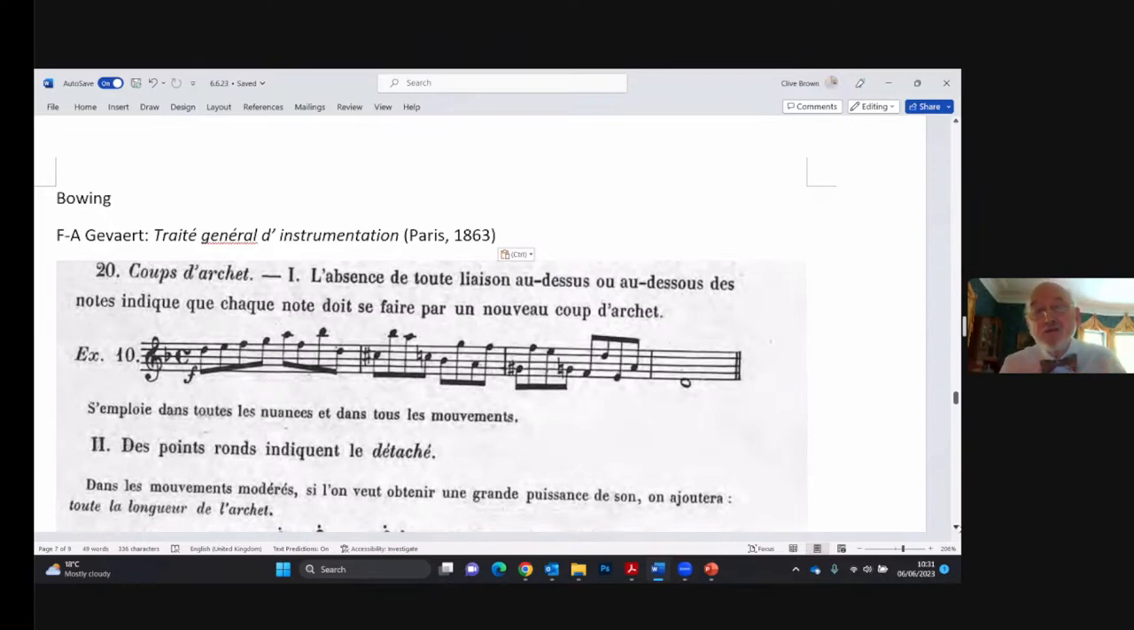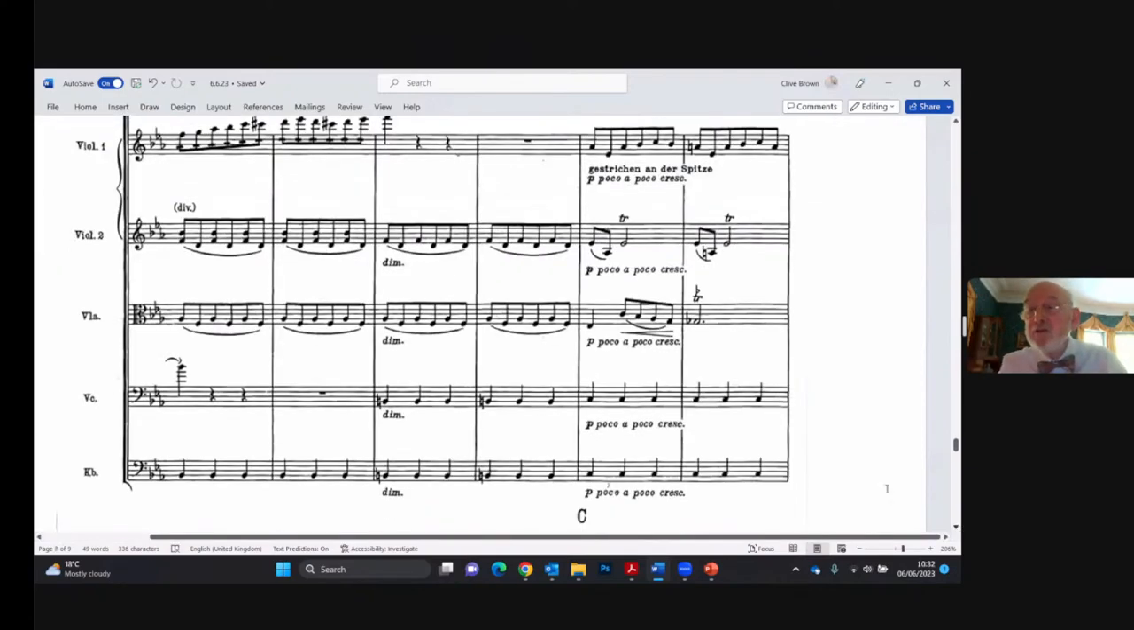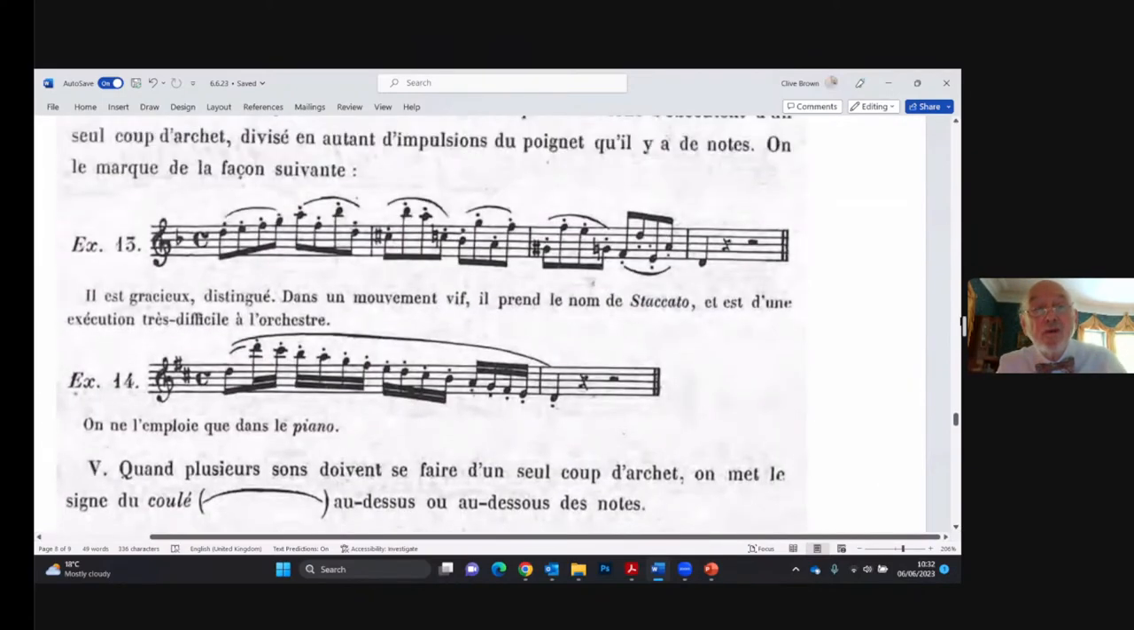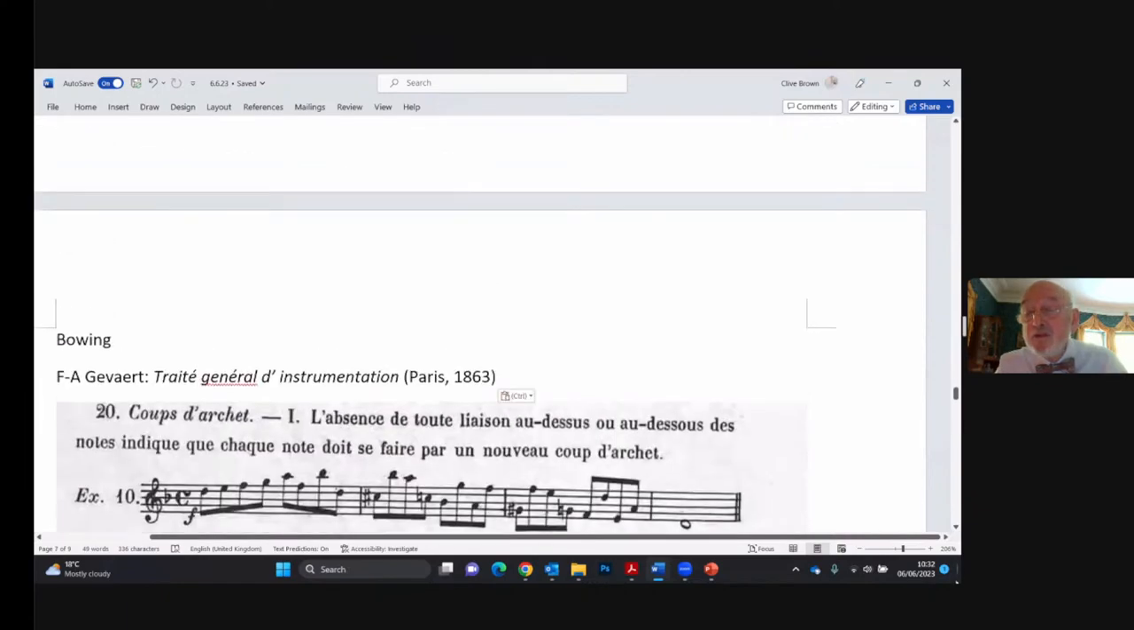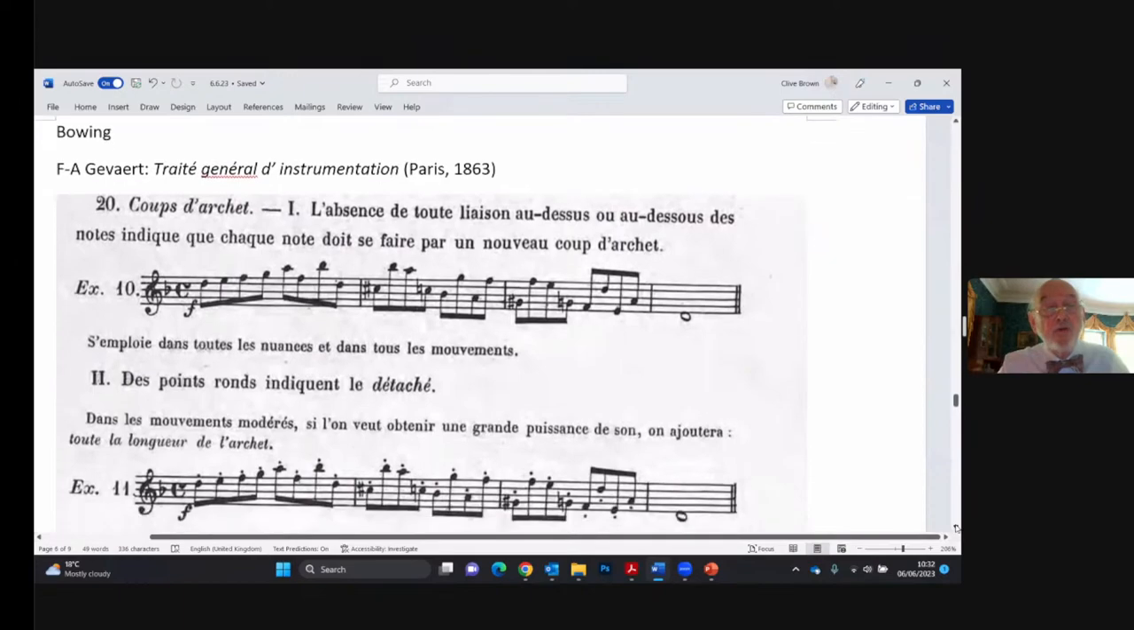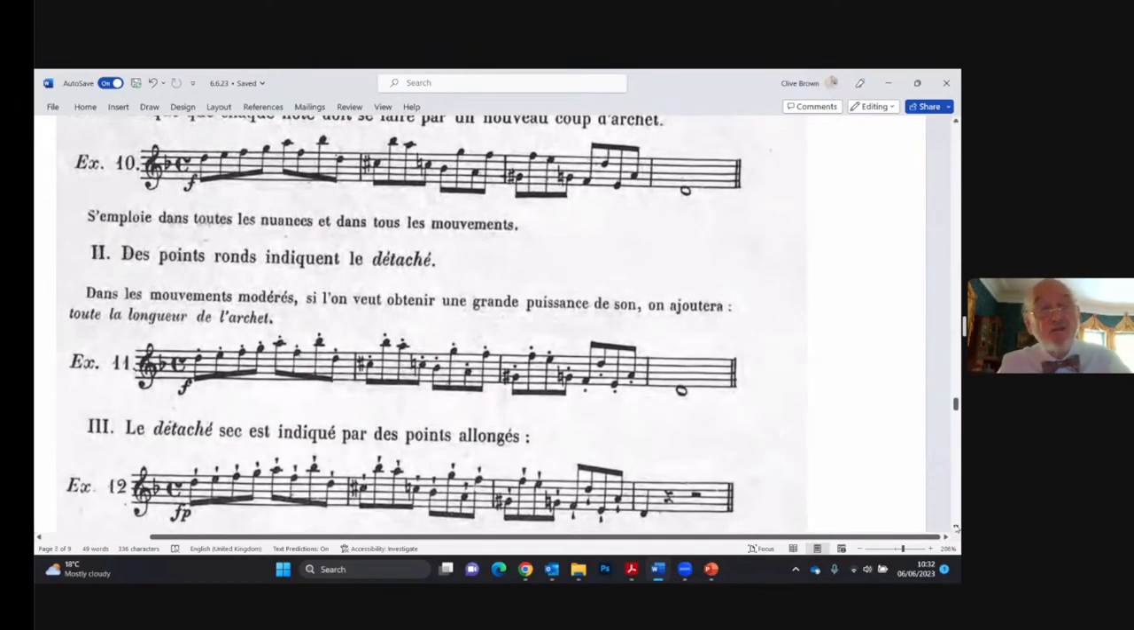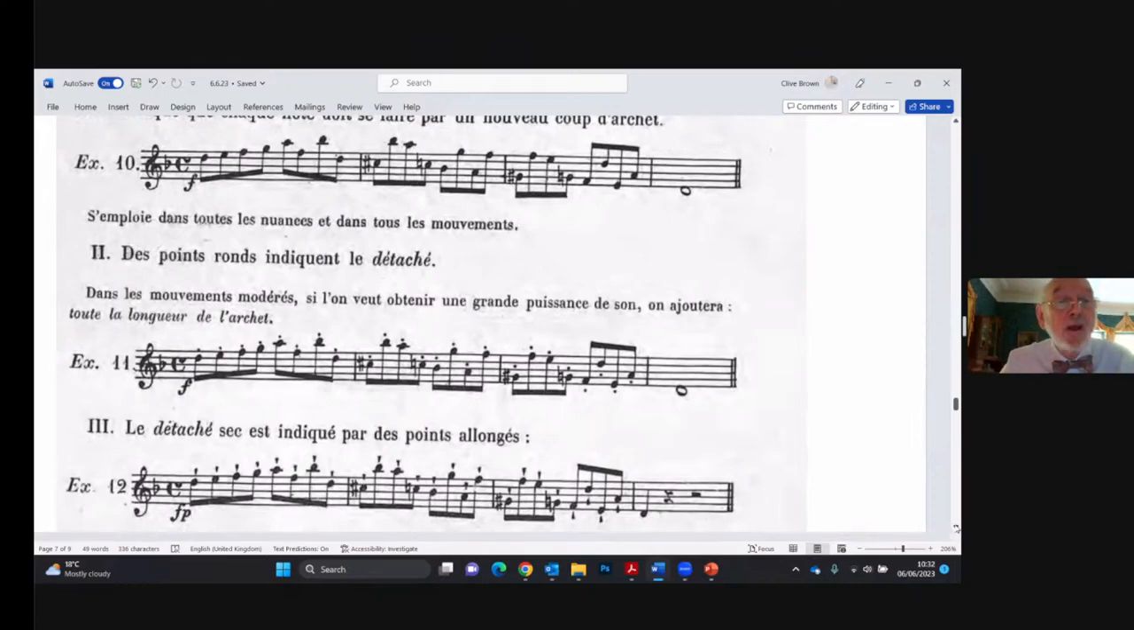And I showed you this by showing you the two examples of Gewert's treatise, the first one from 1863 and the second one from 1885. In the first one, these are the instructions he gives you. Simple notes with separate bows but connected, so the string instruments. Obviously the wind instruments are going to use the same kinds of articulation.